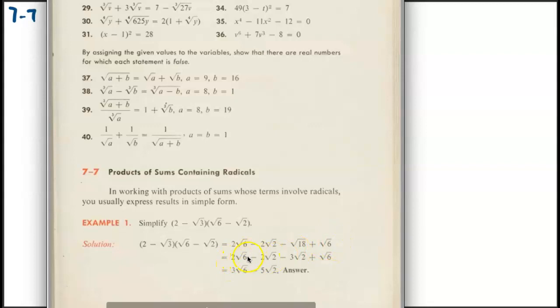Okay, 2 square root 6. There's nothing we can do. 6 is 2 times 3. There's no way to square root that rationally, I guess we would say. Minus 2 square root 2. Nothing to do there. But now this minus square root 18 becomes minus 3 square root 2, right?